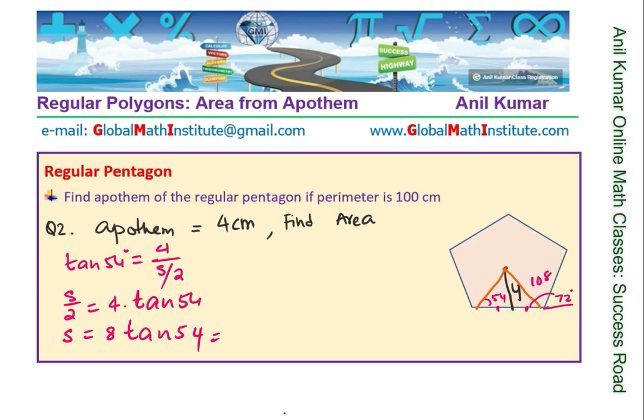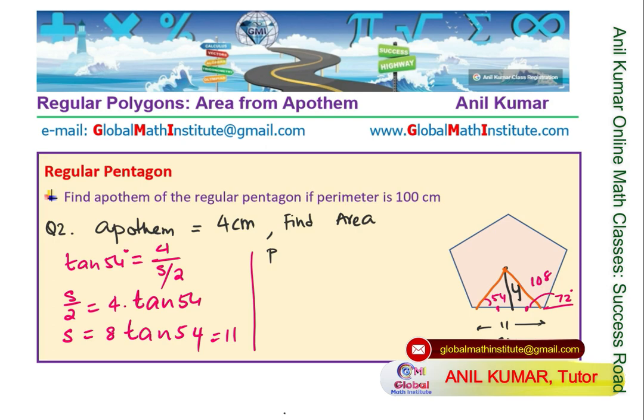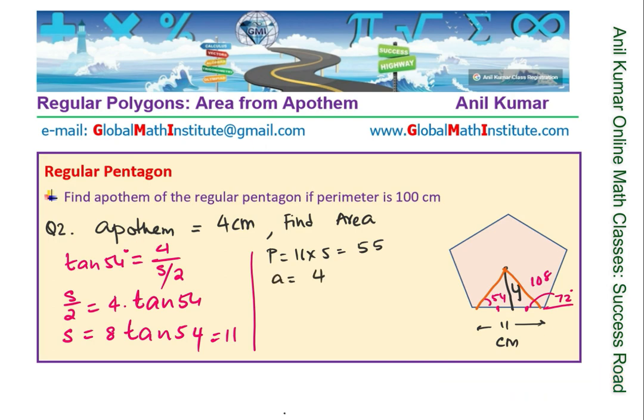So let's use the calculator once again and see what it is. So 8 times tan 54 degrees, 11. So we know one side is 11, right? So once we know a side is 11, all right? So in that case, this whole thing we have found is 11, correct, centimeters. So the perimeter will be 11 into 5, which is 55. Apothem is given to us as 4 centimeters.